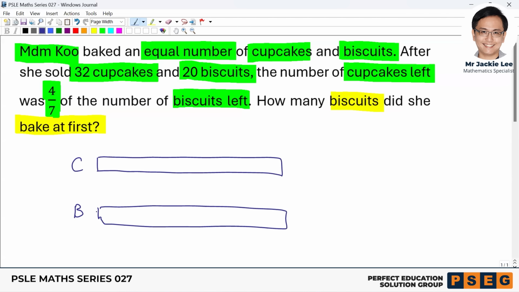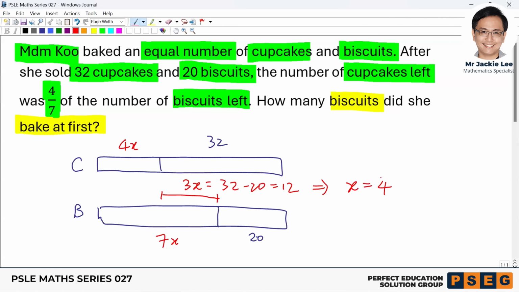Then for the cupcakes, let's say 32. For the biscuits, only 20. Then the remaining behind, the number of cupcakes is 4/7 of the biscuits. So we can call this 4x. Then this one should be 7x. So obviously here, the difference is 3x. And this is also the difference of 32 minus 20, which is 12. Then this will give us x equals 4.